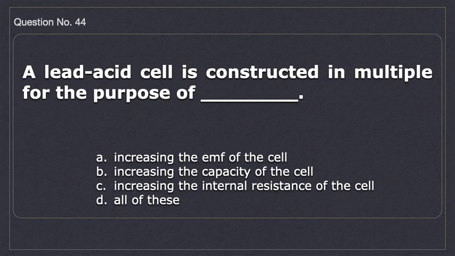Question number 44. A lead-acid cell is constructed in multiple for the purpose of blank. A. Increasing the EMF of the cell. B. Increasing the capacity of the cell. C. Increasing the internal resistance of the cell. D. All of these. Answer D. All of these.